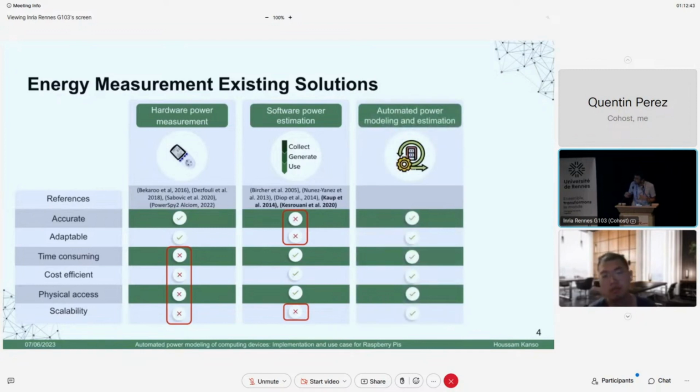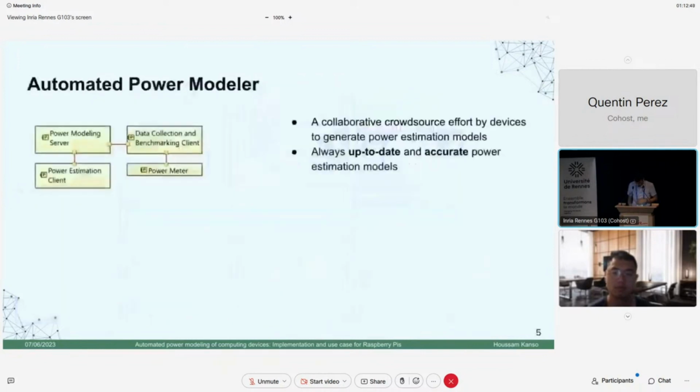So what we are proposing is to try to take advantage of each of these solutions. We propose an architecture where we have three types of devices, and a physical power meter, but I'm going to explain about it a little bit later. The three types of devices that we have are data collection and benchmarking clients, a power modeling server and a power estimation client. The goal of this research is to generate power estimation models for connected devices.